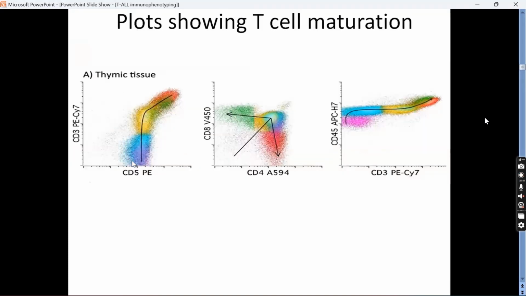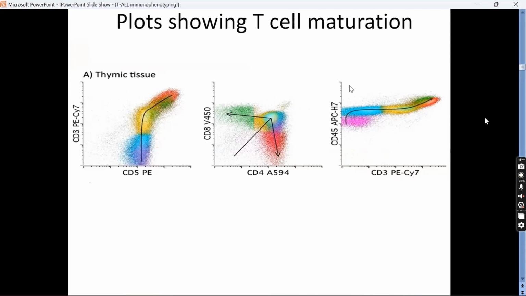This is a thymic tissue where you see the maturation happening, and the pattern of maturation is like this. There is CD5, then it slowly attains CD3, and it goes to the maturation stage. Similarly, after experiencing the thymic epithelial cells, the immature T cells have to go for either CD4 or CD8, so it goes like this. Similarly, CD45 is dim in T cell precursors, and as it matures, it attains CD45 and also attains CD3 simultaneously, slowly. So this is the T cell pattern.